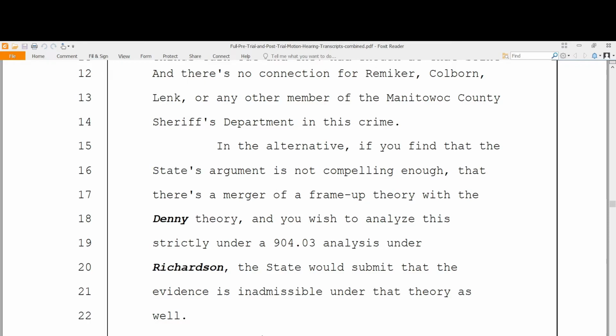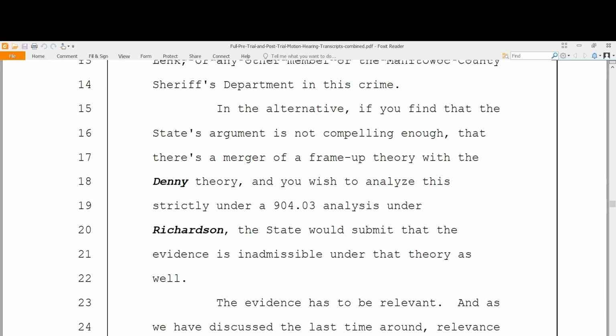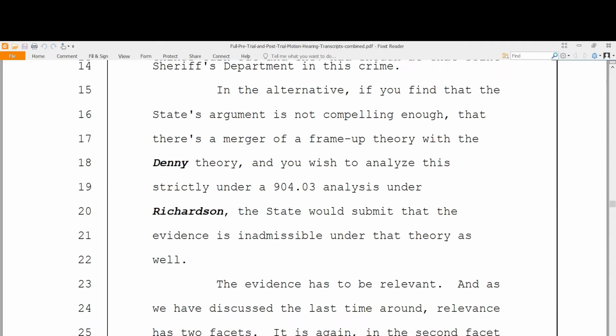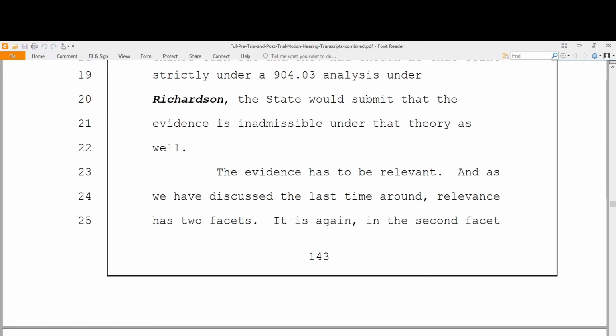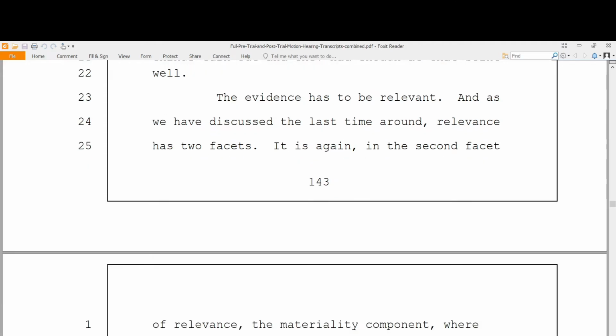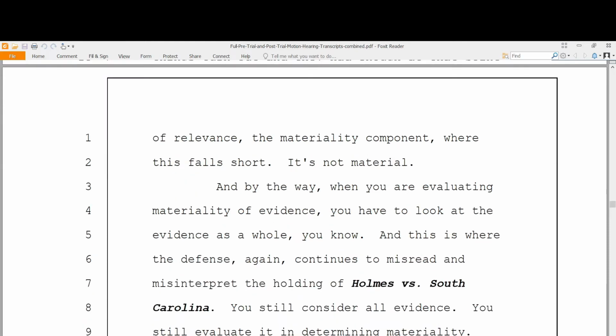In the alternative, if you found that the state's argument is not compelling enough, that there's a merger of the frame-up theory with Denny theory, and you wish to analyze this strictly under 904.03 analysis under Richardson, then the state would submit that the evidence is inadmissible under the theory as well. The evidence has to be relevant, and as we have discussed the last time around, relevance has two facets. It is again in the second facet of relevance, the materiality component, where this falls short.